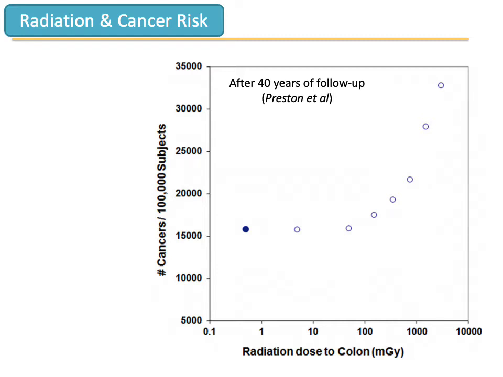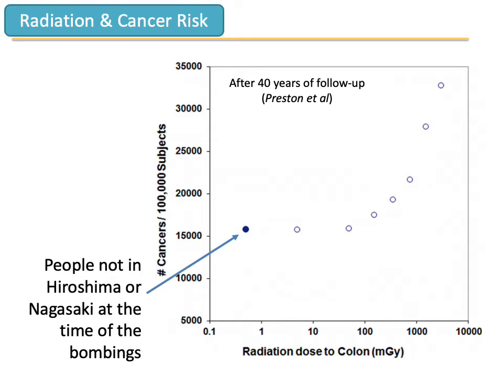In particular, this first data point, at a dose below 1 milligray, is from people not in Hiroshima or Nagasaki at the time of the bombings. In other words, there's no noticeable difference in cancer rates between individuals who were not near the bombings and those who were in Nagasaki and Hiroshima but exposed to doses below about 100 milligray.